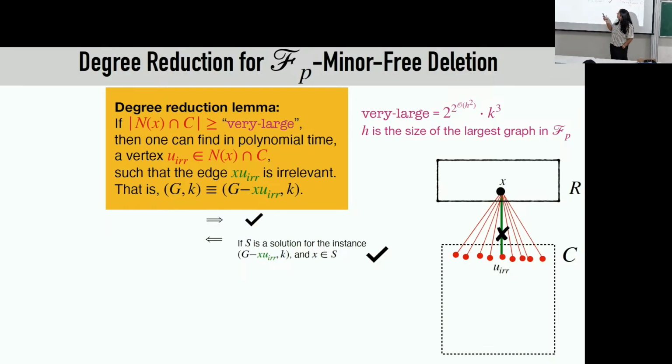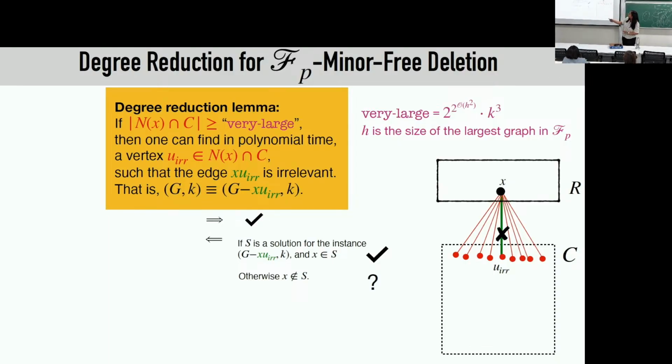So the forward direction always works. The backward direction will not work, for example, when X is not in S. So the solution does not pick X, and now you have deleted an edge incident to X. Maybe that creates minor models of some forbidden minors, and that's the problem. And we'll try to address this.